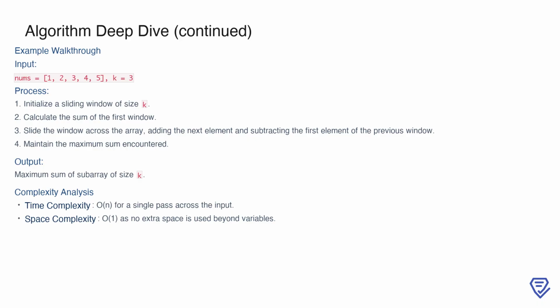To solve this, you can use a sliding window approach. First, initialize a window of size k and calculate the sum of its elements. Then, slide the window one step at a time across the array. With each step, update the sum by adding the next element in the window and subtracting the first element from the previous window. Throughout this process, track the maximum sum encountered so far. This method ensures you only make a single pass across the array, yielding a time complexity of O(n). The space complexity remains O(1), because no additional data structures are required beyond a few variables to keep track of the current sum and the maximum sum.